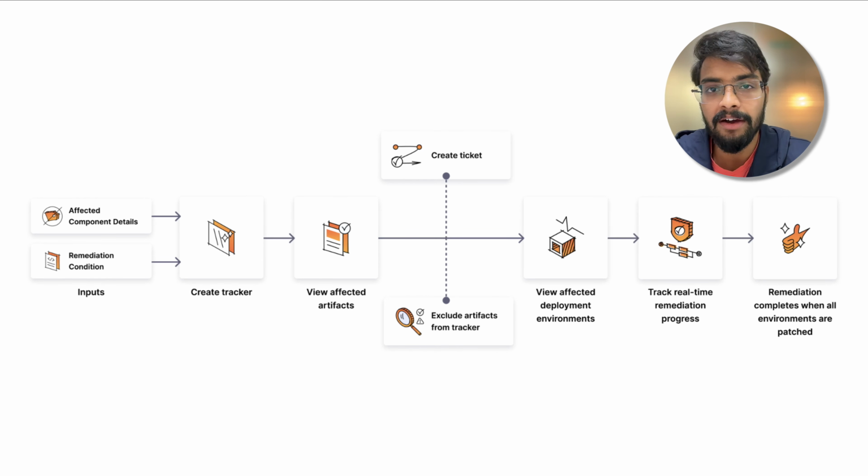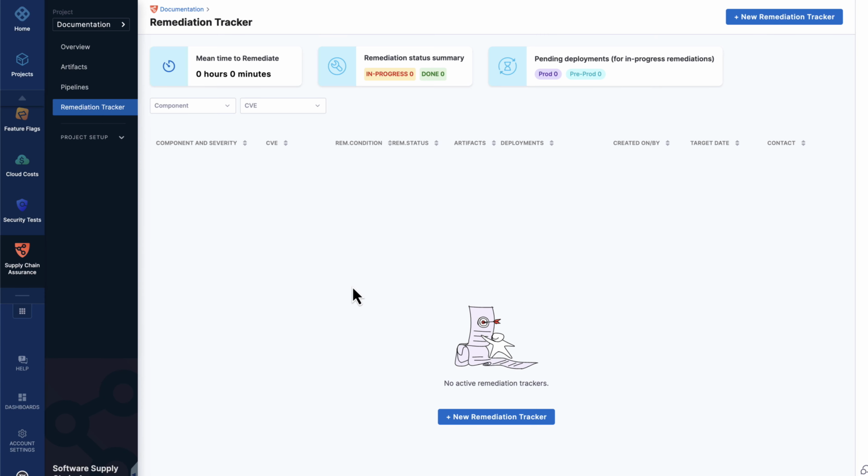To keep it more familiar, we can choose Log4j as an example in our case. What you see on the screen is the remediation tracker feature in the Harness SCS module. You can just get into the module and click on the remediation tracker from the navbar. This is where the remediation tracker can be created. It's pretty straightforward. You can just click on the new remediation tracker button.